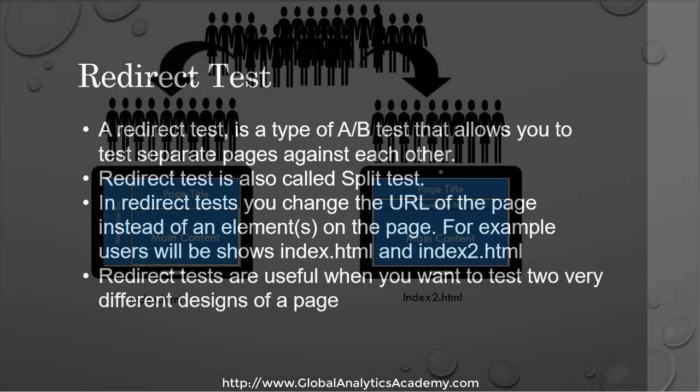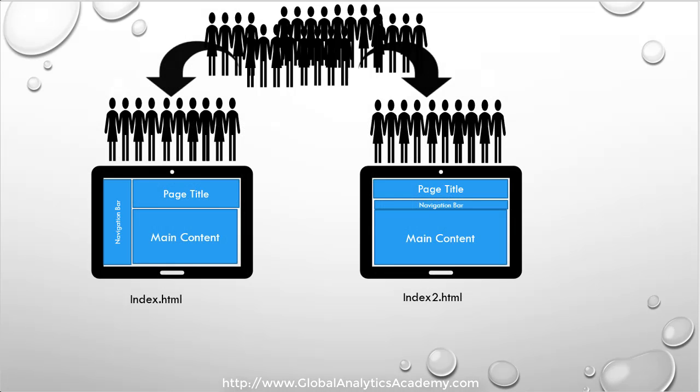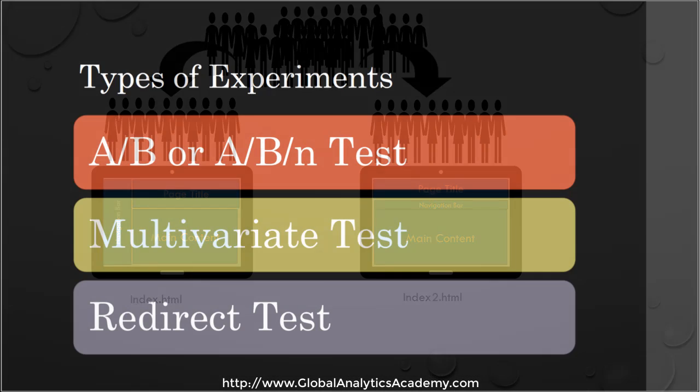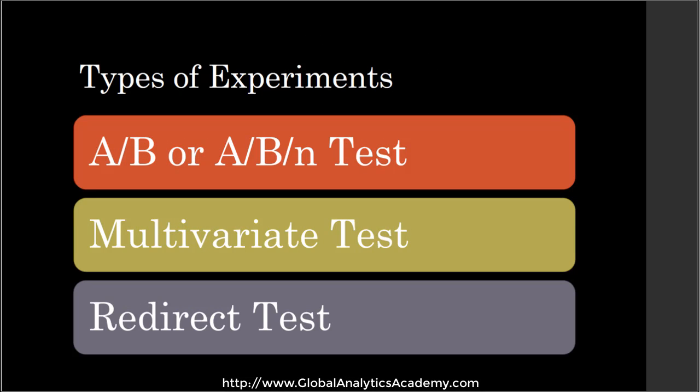For example, if you're testing the home page, you can have index.html and your variant could be index2.html. You are splitting the users into 2 groups and showing them 2 different pages. Redirect tests are useful when you want to test 2 very different designs of a page. We will create all these experiments in the next few lectures.